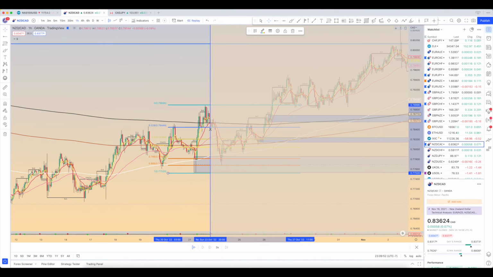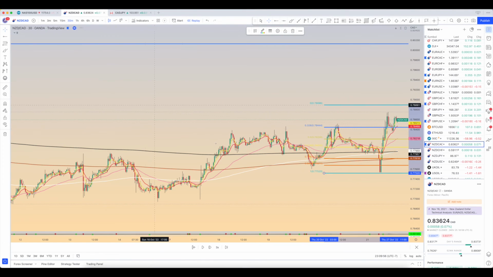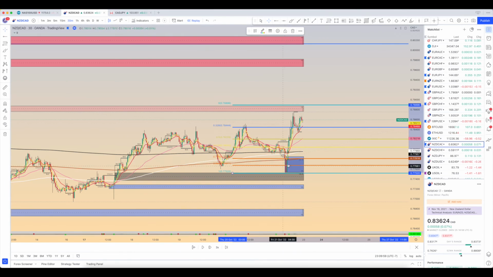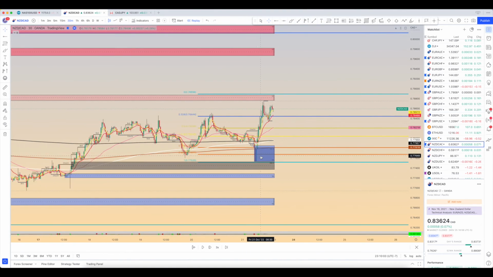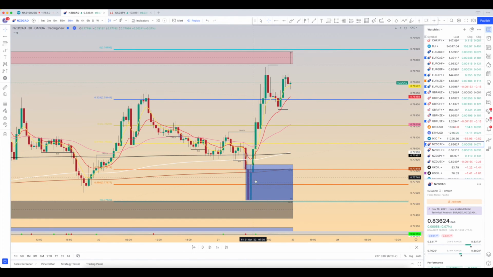So let's drop the replay here. What could we have seen way back in October? 30-minute. There it is. There it is. This guy right here. That's what we want to be looking for. Beautiful candle pattern, right? Look at this.